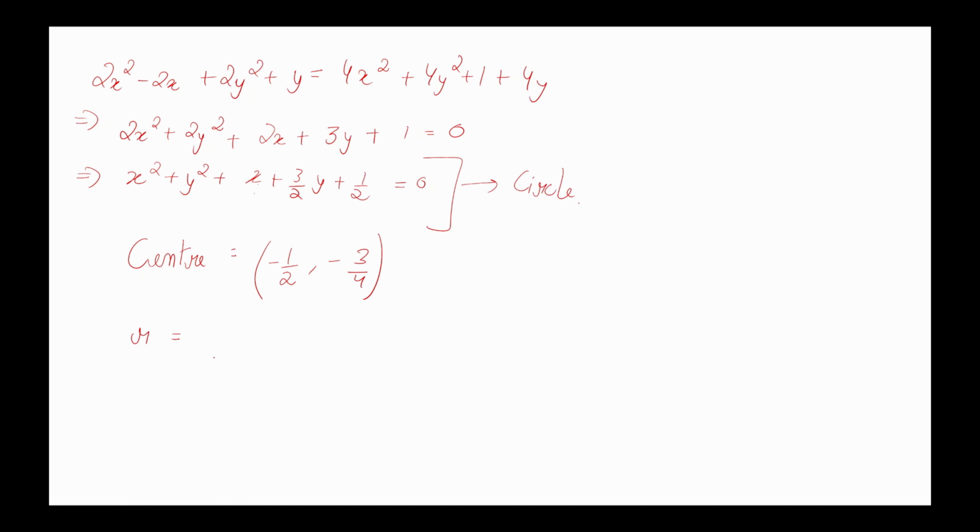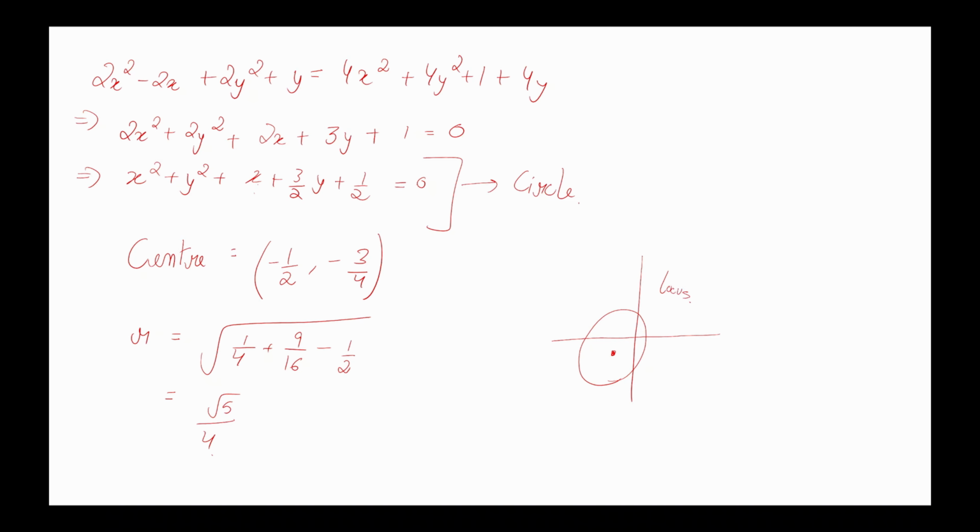And what would be the radius of this circle? It would be the square root of g square plus f square minus c. And upon solving this, what do we get? We get root 5 by 4. So this is my radius, this is my center, and the locus is basically a circle. If I draw it in the Argand plane, my center is going to be minus half comma minus 3 by 4. So it is going to be somewhere here, and this is what my circle would look like. So this is my locus.